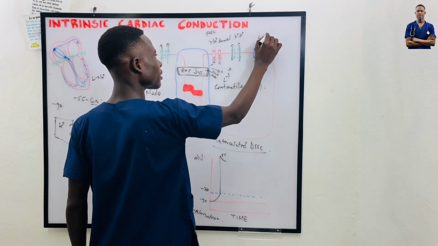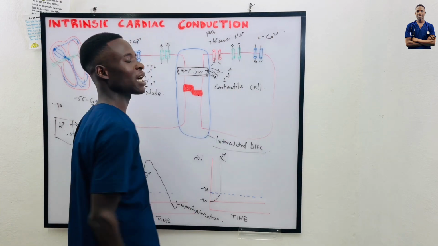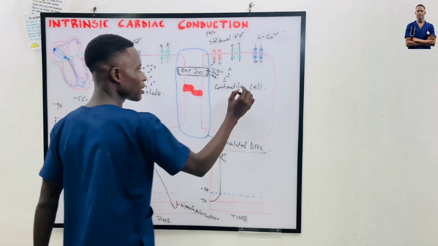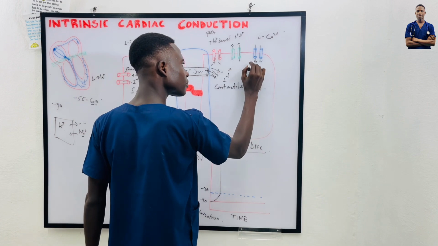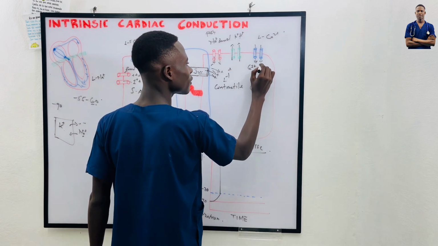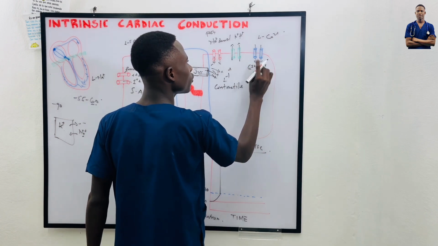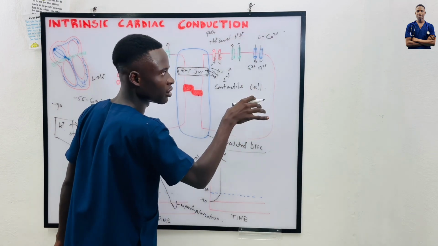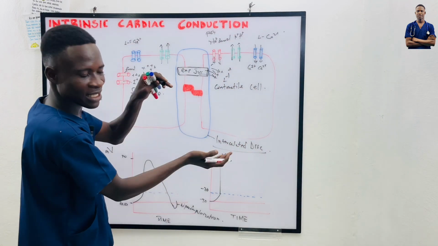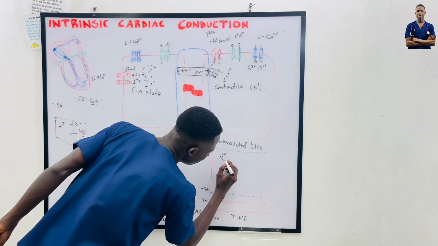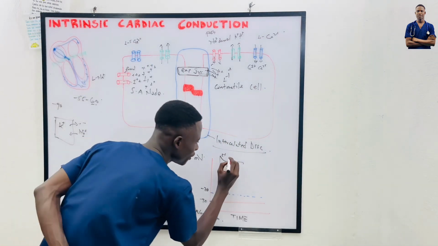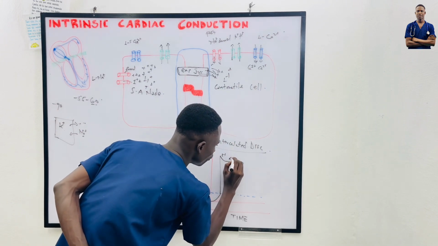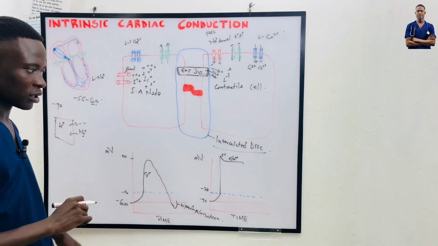Then automatically we open another L-type calcium channel. So this L-type calcium channel also permits the movement of calcium inside. As this is moving, this is also coming. So it creates a balance in there, and this causes a plateau in here. You understand?